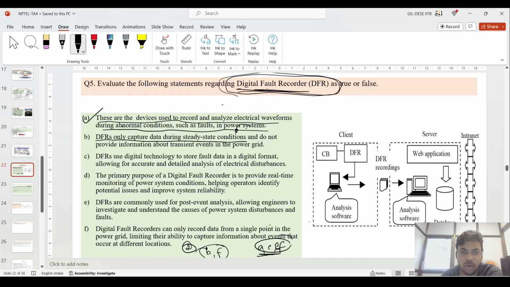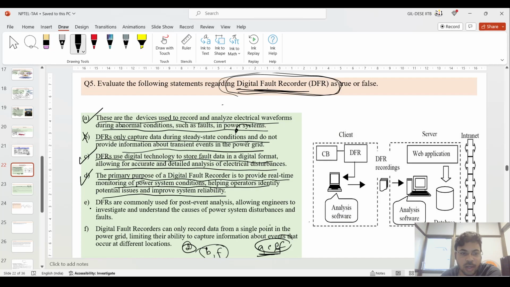Coming to option B, DFRs only capture data during steady state condition, because after the fault condition, the fault is a transient, and after that during steady state, they do not provide information about transient events in the power system. That is false. Coming to option C, DFRs use digital technologies to store data in digital format, allowing for accurate and detailed analysis of the electrical disturbance. That is true. The primary focus of a digital fault relocator is to provide real-time monitoring of the power system conditions, helping operators identify potential issues and improve system reliability. That is true.